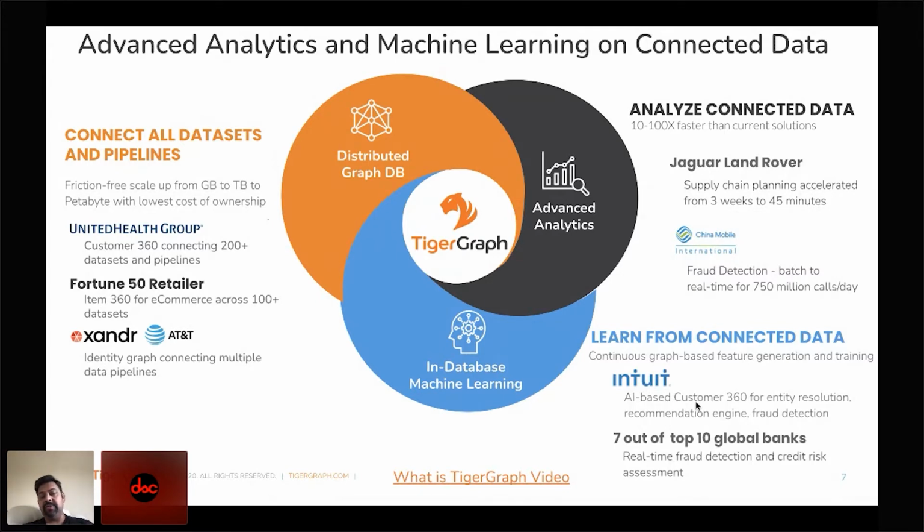Not just Intuit, multiple fintechs and 7 out of the top 10 largest banks in the world use graph and machine learning, TigerGraph and machine learning specifically, for real-time fraud detection and credit risk assessment. Over 1 billion consumers are protected every day by TigerGraph around the globe, in the United States, in Europe, in Asia, and around the world.